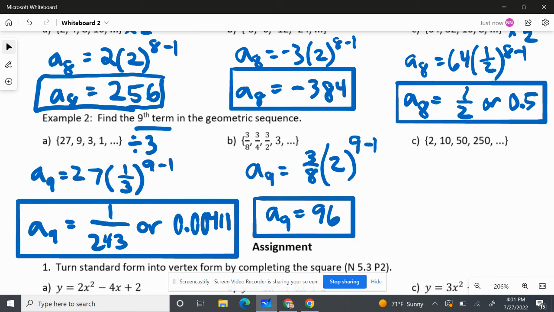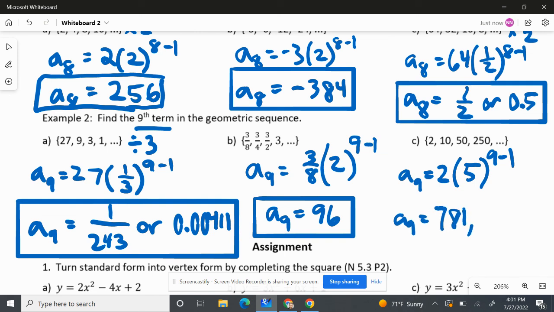And then for our last one, we have a sub 9 equals 2 times 5 to the 9 minus 1. 9 minus 1 is 8, so 5 to the 8th, we times it by 2. And it gives us a really large number, which is 781,250.